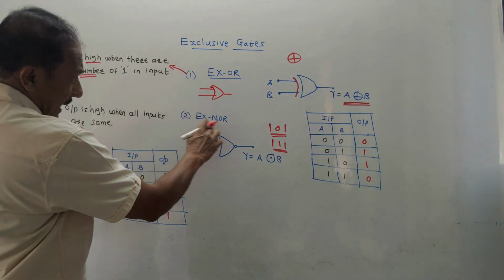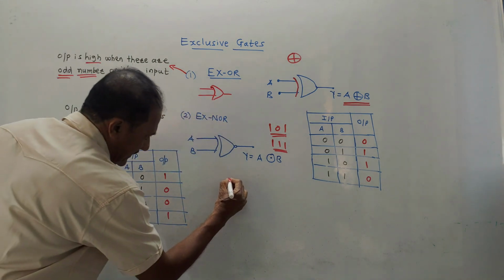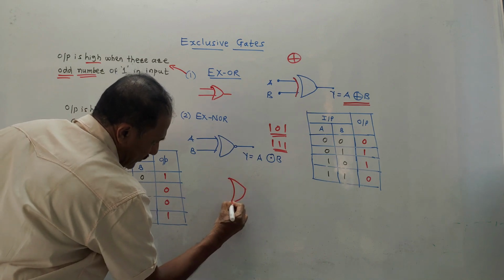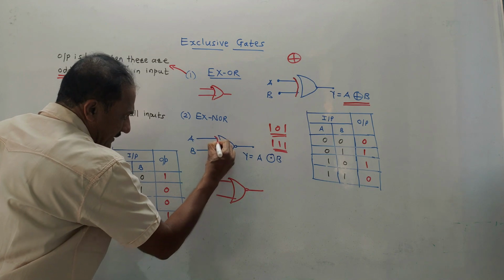Next is the XNOR gate, that is the exclusive NOR gate. We have studied the NOR gate. The basic symbol of the NOR gate is like this. It is NOT OR. So this is the basic symbol. What we have done is just add one extra symbol.